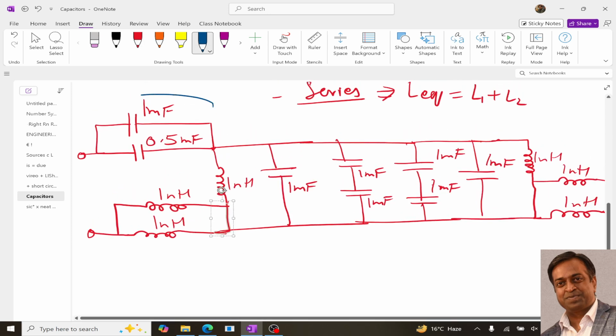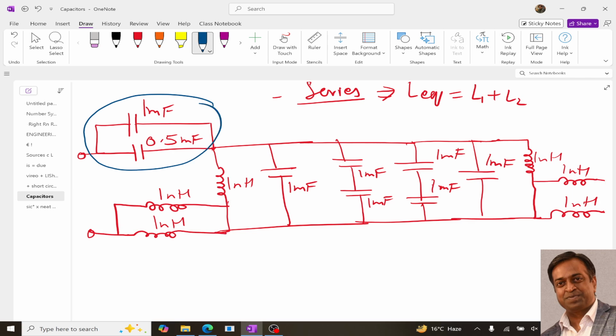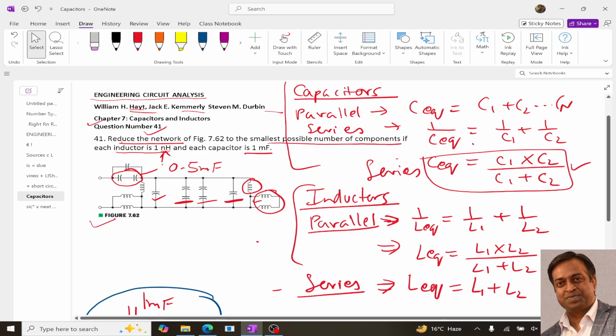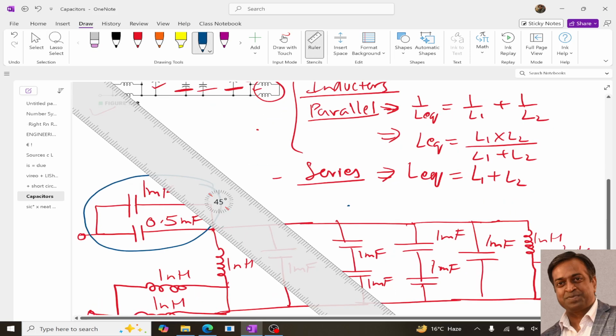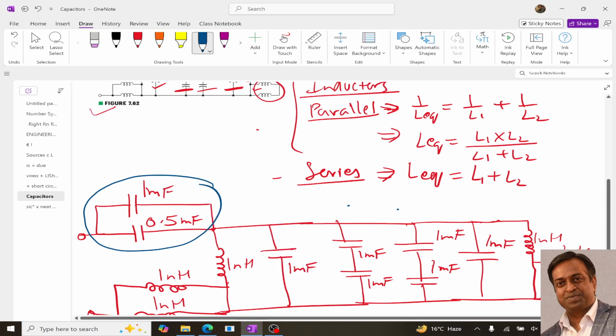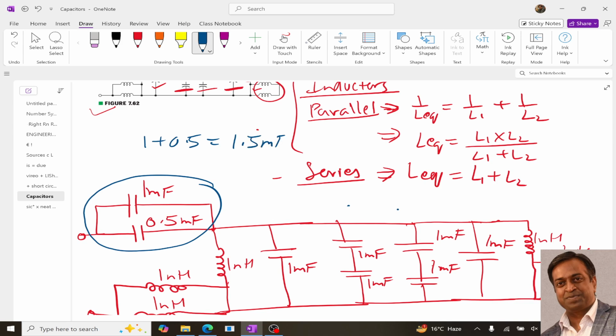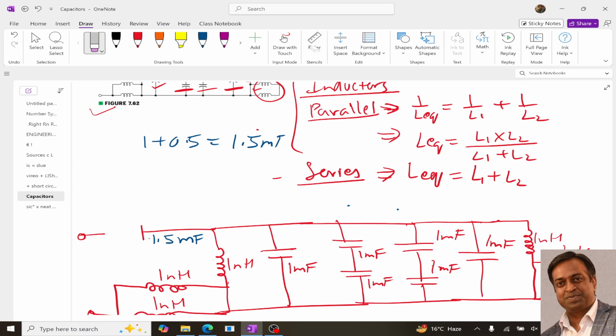Now we can combine these two. Since the two capacitors are in parallel, our formula is C1 plus C2, so we simply combine them. If we combine this, we get 1 plus 0.5, so it is 1.5 millifarad. So if I modify this capacitor, let me put it as 1.5 millifarad, and remove this one and remove this particular branch.